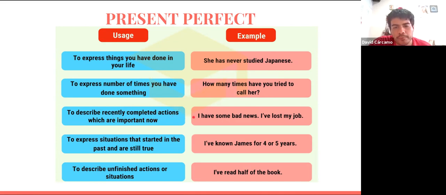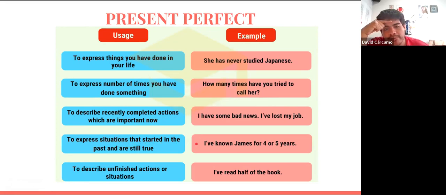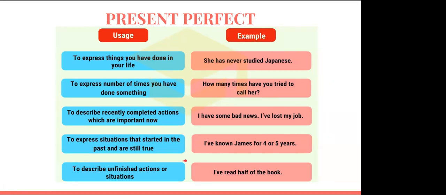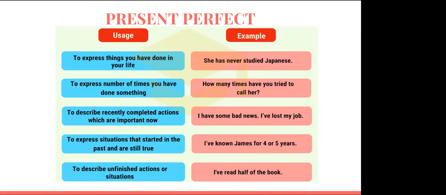Also to describe recently completed actions which are important now. I have some bad news. I've lost my job. Yes. And to express situations that started in the past and are still true. I have known James for 4 or 5 years. Correct. And to describe unfinished actions or situations like: I've read half of the book. Correct. So we use the present perfect tense to express all of these situations.